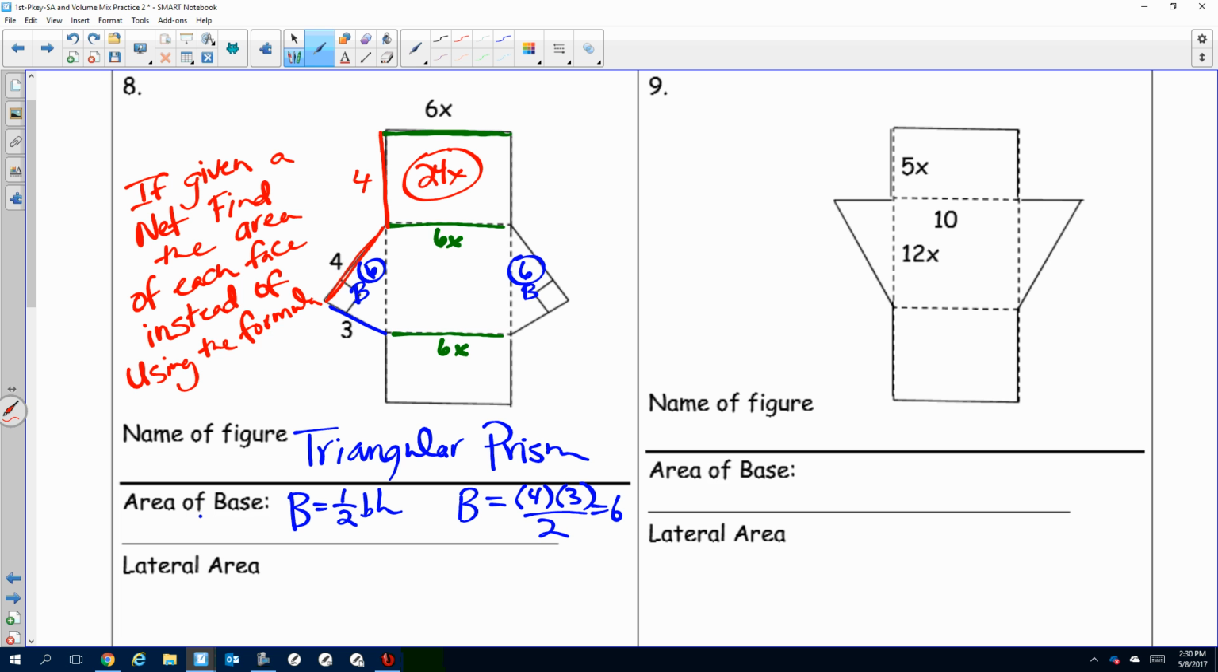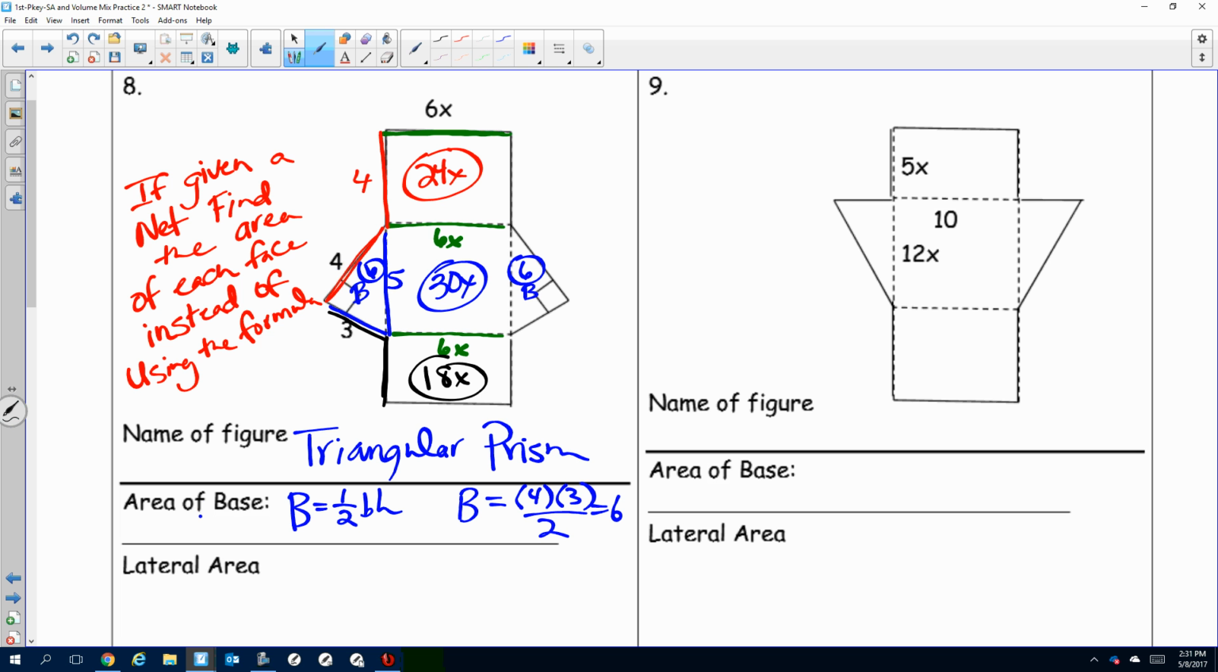Now we need to do the area of our middle face. We know the length is 6, so I need this missing part here, the hypotenuse. It's a 3, 4, 5 triple. There we go. So this would be 30x. Now I just got to do the last face. Hopefully we see that this edge corresponds with the 3. So this would be 18x.